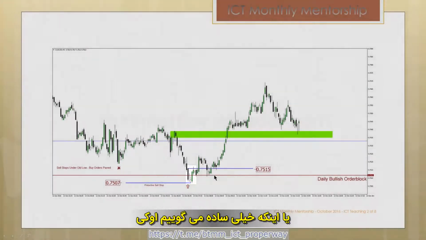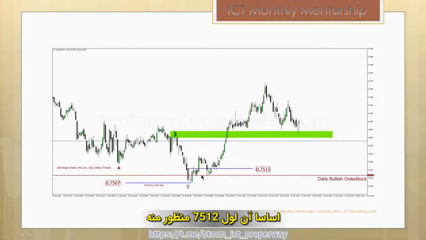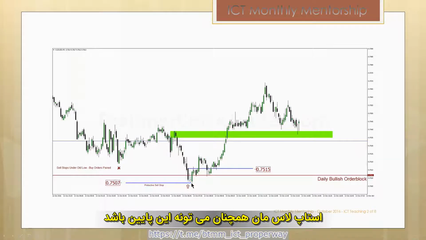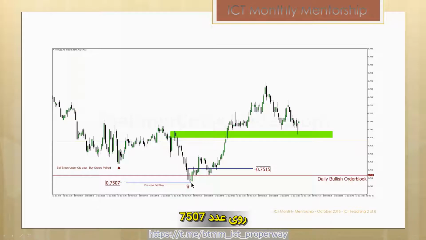Or we can just simply say, well, that's basically the 75.12 level. We'll just add the spread to it in terms of buying. That puts us in around 75.15. Our stop loss can still be down here at 75.07. That's less than 10 pips. Less than 10 pips on a buy.